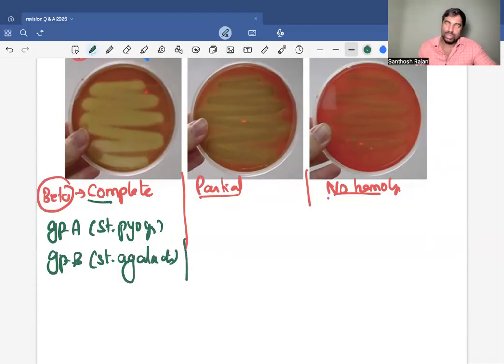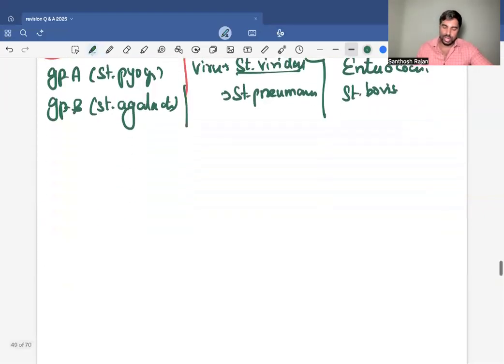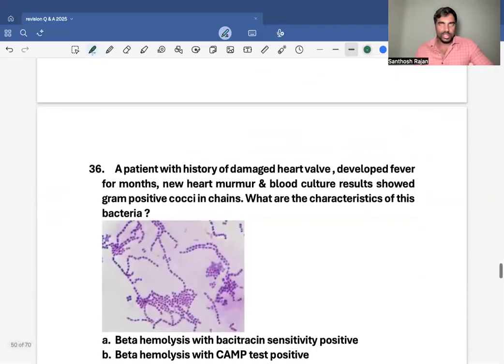Partial, I always say Viru. Virat Kohli is a partial, alpha man. So remember Streptococcus viridans. We have a lot of pictures in the main class. The other one is Streptococcus pneumoniae, or pneumococcus. No hemolysis means Enterococcus, and of course Streptococcus bovis also comes under this family. That's the way I remember it.